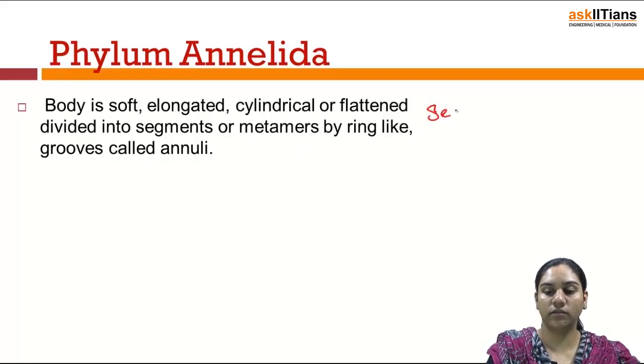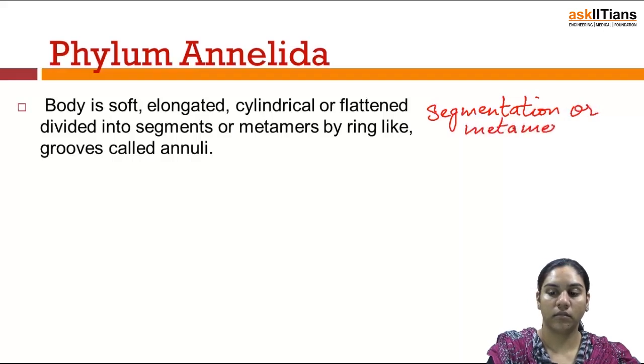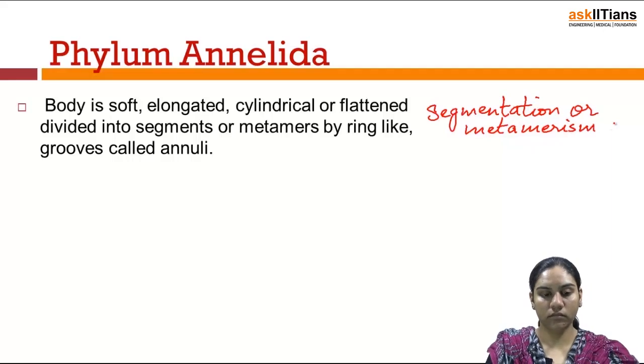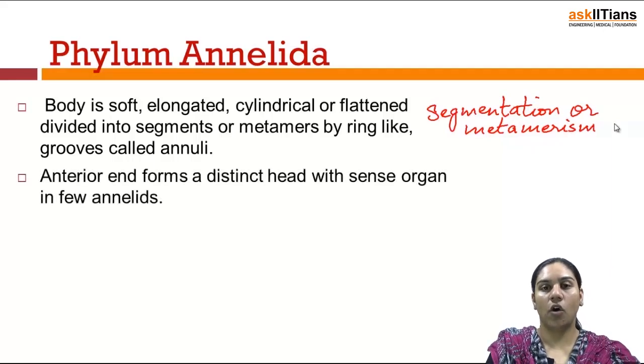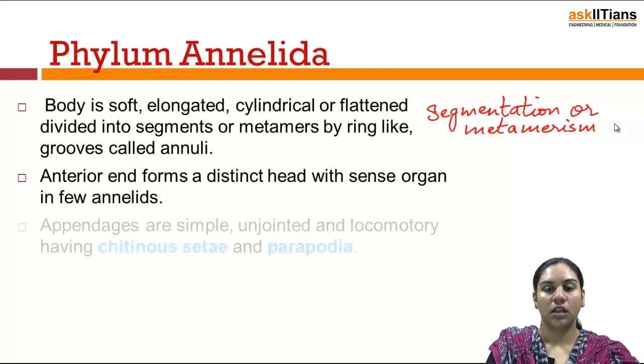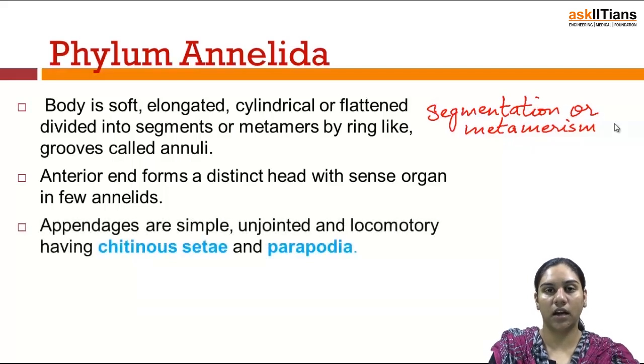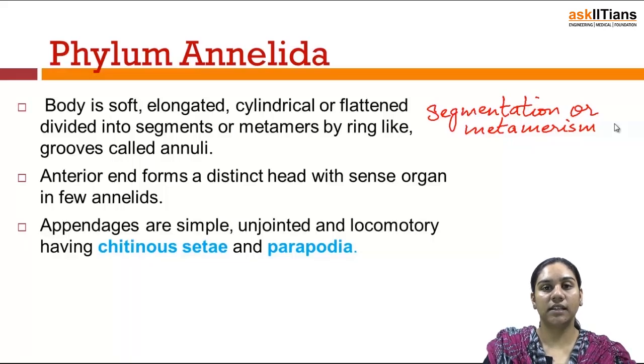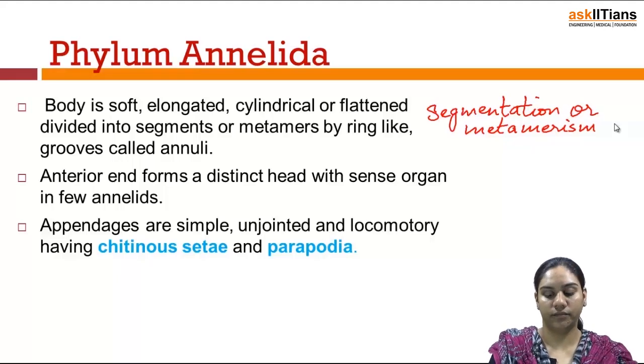This process of segmentation is also known as metamerism. The anterior end forms a distinct head, and sense organs are also present on the head region in a few annelids. The appendages are simple and unjointed, and are used for locomotion. These are known as chitinous setae or parapodia. Parapodia are the appendages which are unjointed.